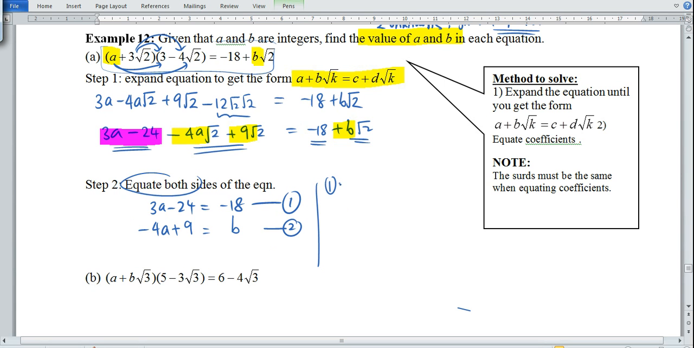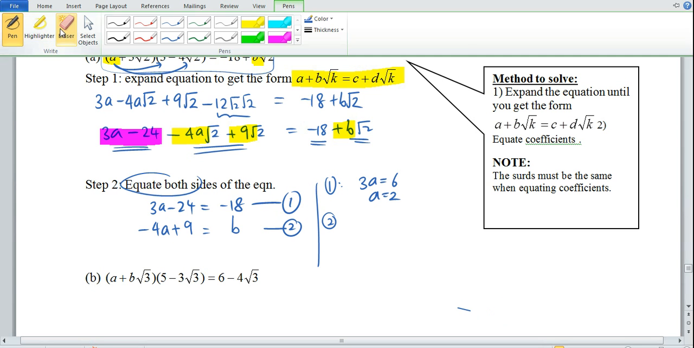For the first equation, if I were to just simplify it, 3A will be equal to 6. So A is equal to 2. Now the next equation is for me to find B. So I have to substitute A equal to 2 back into equation 2.